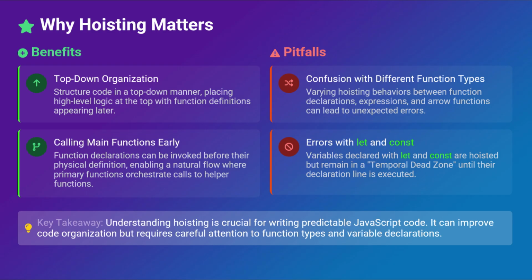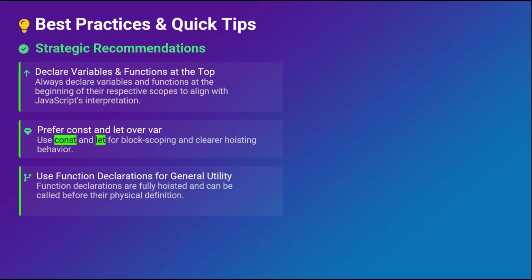So, quick tips for you. Use function declarations if you need to call a function before it's written. Use function expressions or arrow functions for callbacks, short functions, or block scoped code. Be aware of variable hoisting versus function hoisting to avoid confusion.